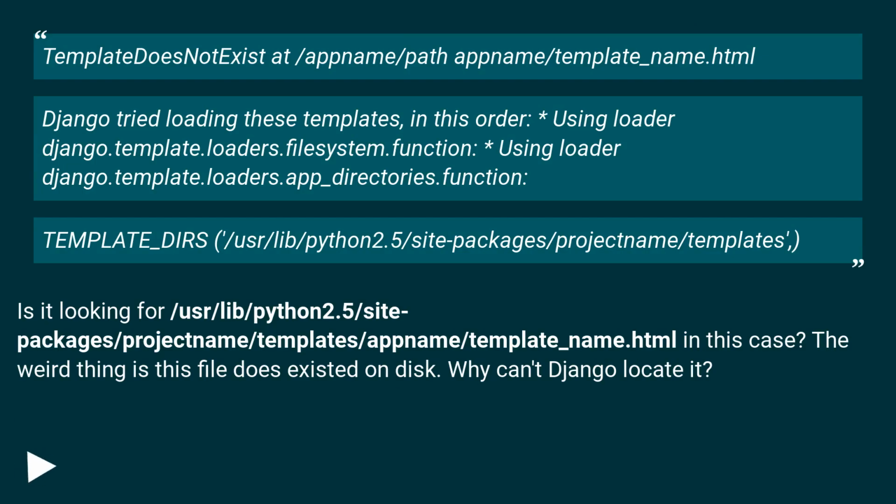TemplateDoesNotExist at /@name/path@name/template_name.html. Django tried loading these templates, in this order, using loader django.template.loaders.filesystem.function, using loader django.template.loaders.app_directories.function. Is that what it is looking for in this case?